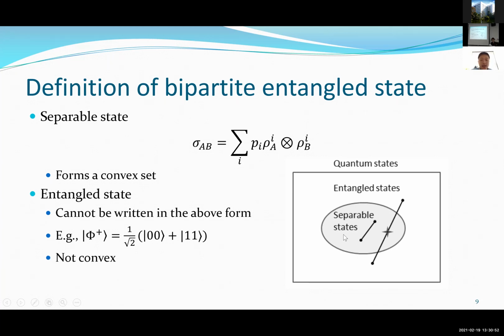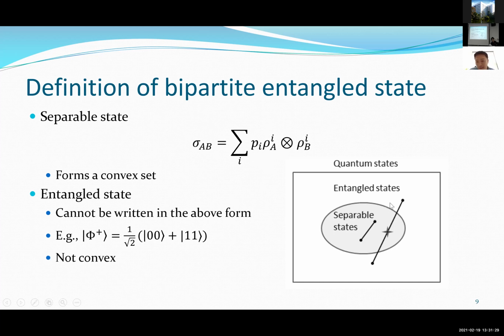Any state that cannot be written in this form, we call an entangled state. We know that quantum states form a convex set, and separable states form a convex set. As a result, the set of entangled states is not convex. Let's give one very quick example. One state is |00> plus |11>, which we call the Bell state, right? This triplet Bell state cannot be written in this form. This is a very easy example.